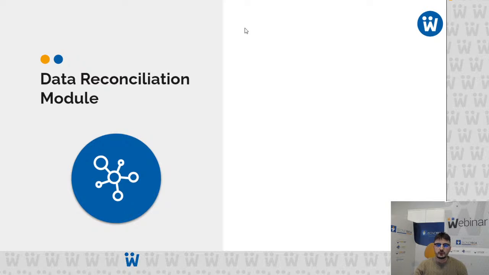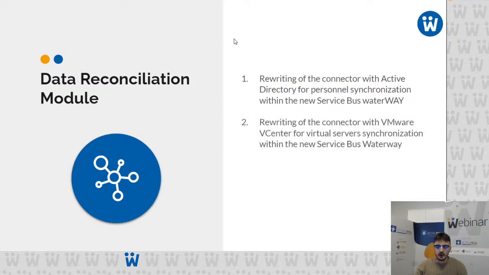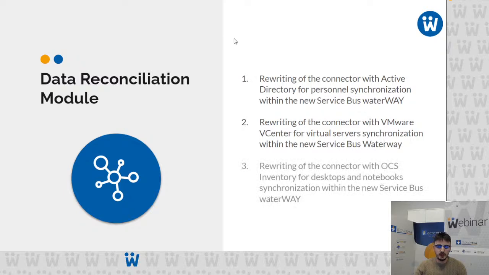Inside CMDBuild, we have rewritten a couple of the standard connectors, which are the connector with Active Directory for personal synchronization, then the VMware vCenter for virtual server synchronization, and then the connector with OCS inventory for desktops and notebooks. Of course, the connectors are only available for customers who have an active annual subscription, so they are not publicly released with the database that can be found on SourceForge.